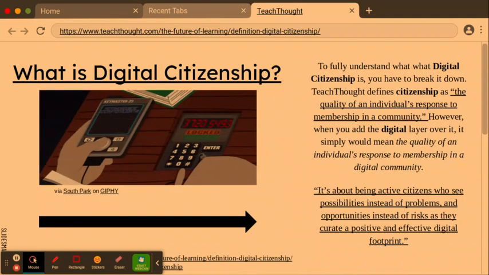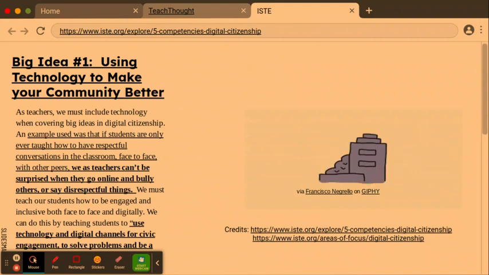So, what is digital citizenship? It's exactly what it says. You just have to break it down to get a better understanding of it. If you look at just citizenship, it's the quality of an individual's response to membership in a community. However, when you add that digital layer on top of it, it simply means the quality of an individual's response to membership in a digital community. So it's just that digital layer we have to take into consideration.